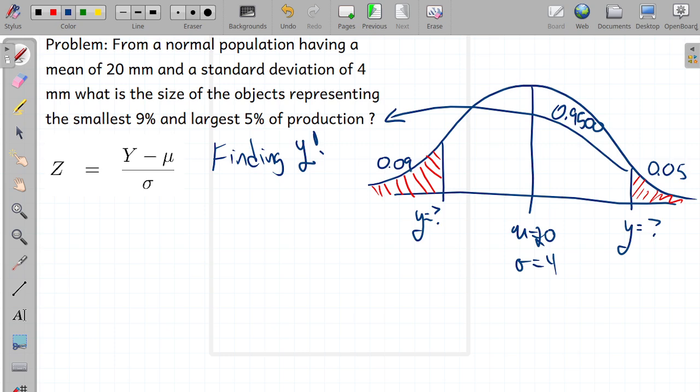So let's do the one we don't need to worry about first. Let's do the lower one. So the first thing you have to do with a question like this is find the z-score that corresponds to 0.09. So the first thing is find z.